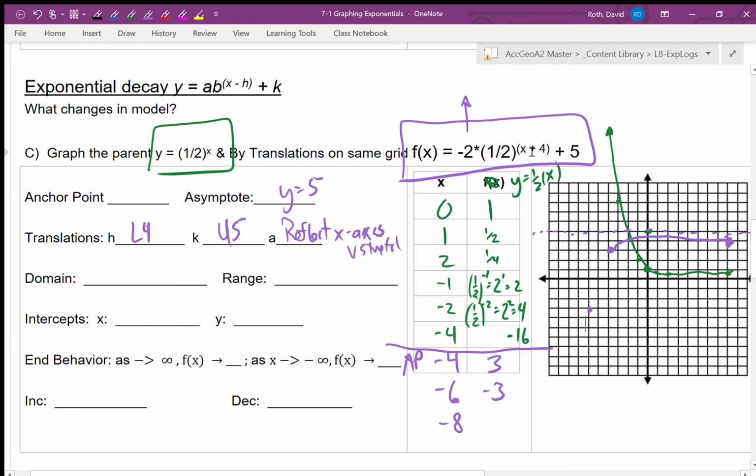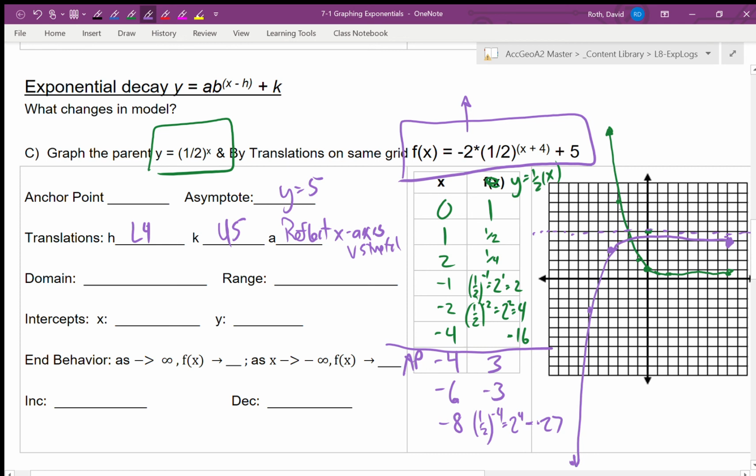Negative 8 gets plugged into here. Negative 8 plus 4 is negative 4. So that should be the same as 1/2 to the negative 4 is equal to 2 to the 4th. So that's 16. And then 16 times negative 2 is negative 32 plus 5. Gee, what is that? Negative 27? So it's going way down here fast. So anyway, zoom. And that's my purple graph.